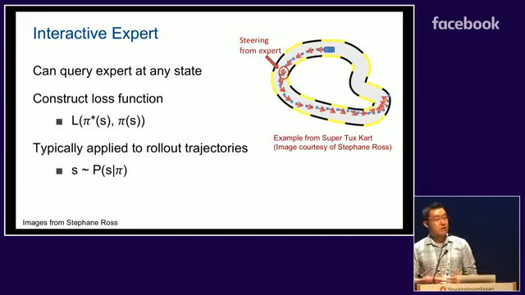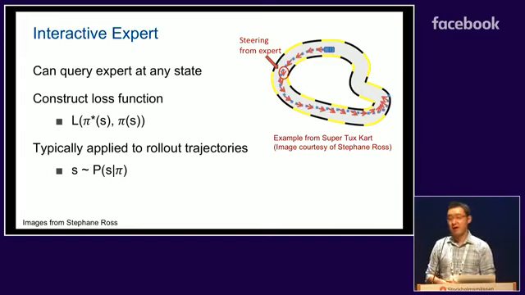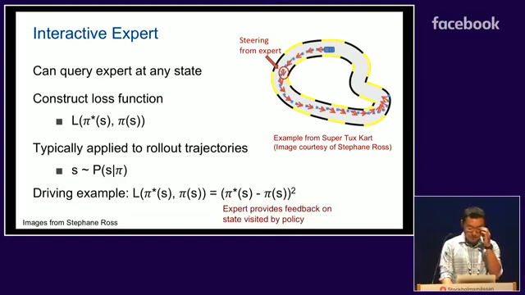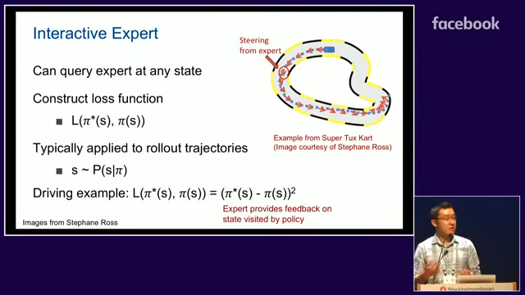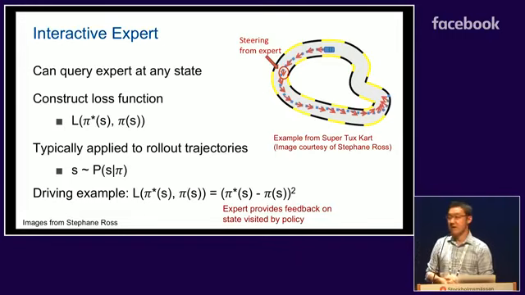And in all the algorithms I'll be describing, they're always applied to the rollout trajectories of the policies that we're training. So we train an intermediate policy pi in one round of training. We roll out that policy in our environment. We get a sequence of states, and then we ask the expert to tell us what the optimal action would have been to correct for mistakes in any of these states. And in this driving example, if the steering angle is a real valued number, then a loss function could be squared error.